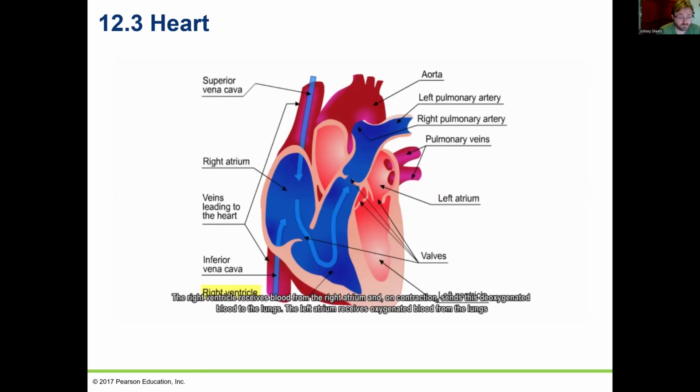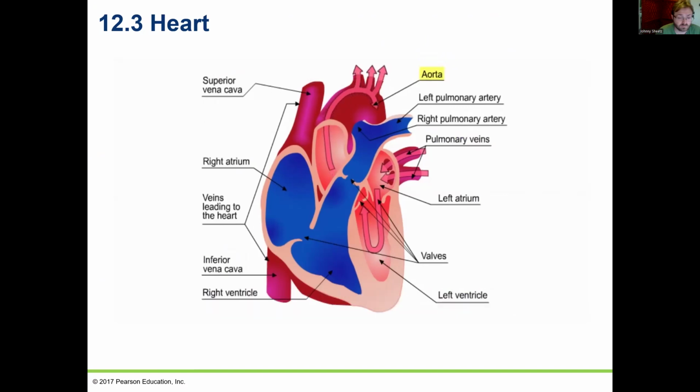The right ventricle receives blood from the right atrium, and on contraction, sends this deoxygenated blood to the lungs. The left atrium receives oxygenated blood from the lungs through two veins called the pulmonary veins. The pulmonary veins are the only veins that carry oxygenated blood. When the atria contract, blood in the left atrium is forced into the left ventricle. The left ventricle has the thickest walls of the four chambers. It receives the oxygenated blood from the left atrium, and on contraction, sends it through the aorta to all the tissues of the body. The blood is prevented from flowing backward into the chambers by a system of flap-like valves.